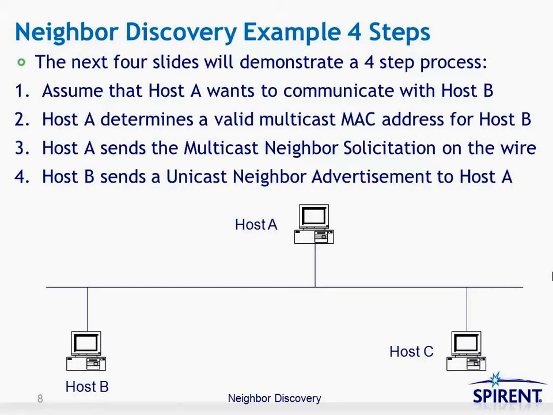Step number 3, host A is then going to send a multicast neighbor solicitation on the wire, and theoretically only host B or a very limited number of hosts will be listening to that particular address. And then finally, step number 4, host B will send a unicast neighbor advertisement to host A.